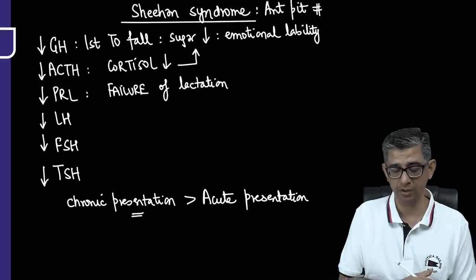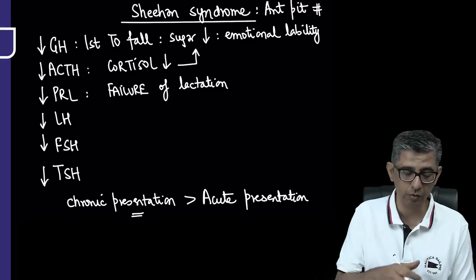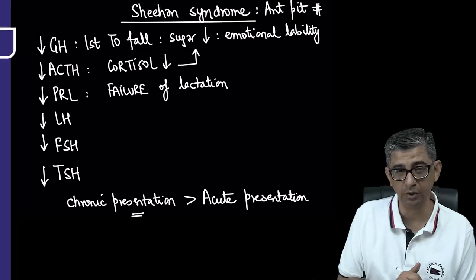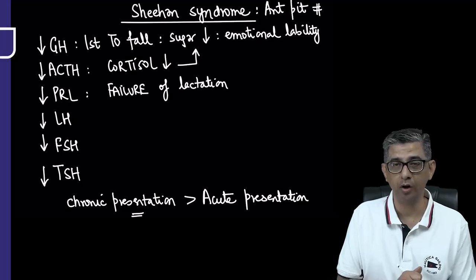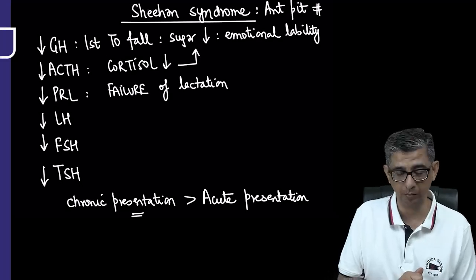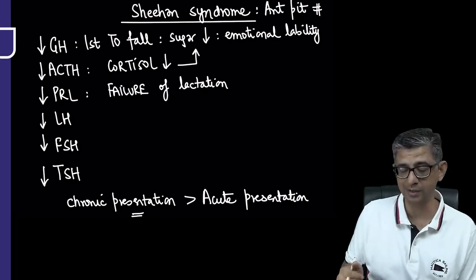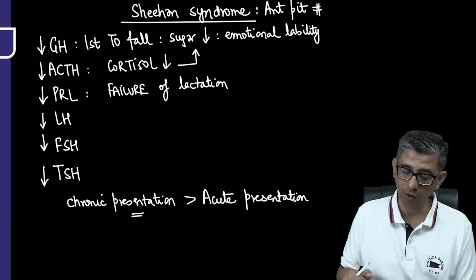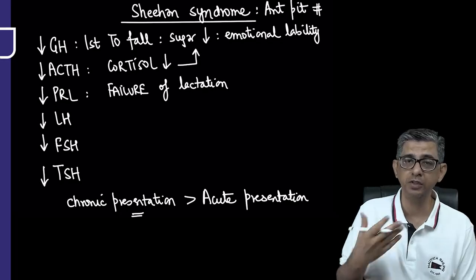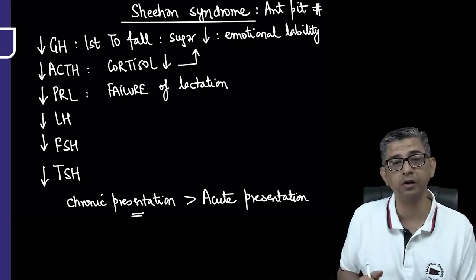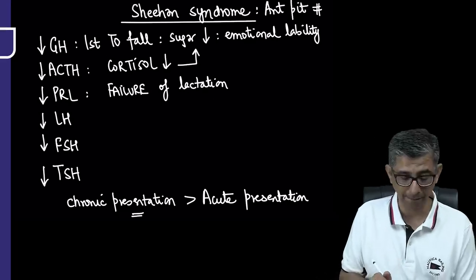In acute presentation, the manifestation would usually be failure of lactation. I agree, growth hormone is the first one to fall, but the symptoms of hypoglycemia may not be identified or might be misdiagnosed as postpartum blues, which is why if he specifically says in the exam, acute presentation of Sheehan syndrome, then your answer is failure of lactation. But if he says what is the first one to fall, then the answer is growth hormone deficiency, and overall chronic presentation is more common as compared to the acute one.